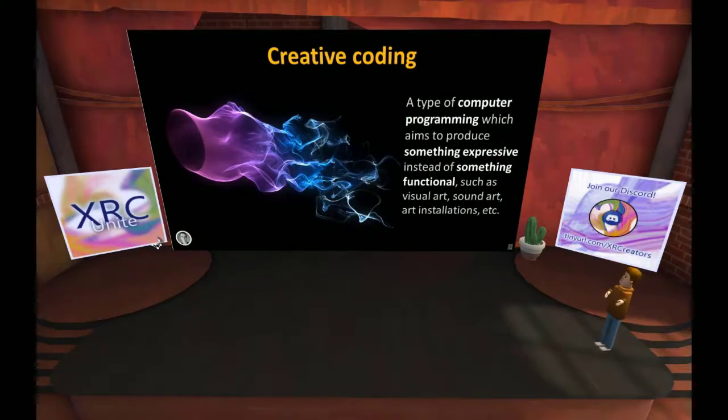Then we have creative coding, which is a type of programming that aims to produce something expressive instead of something functional. And some examples of this type of programming are live visuals, data visualizations, art installations, projection mapping, or even sound art.